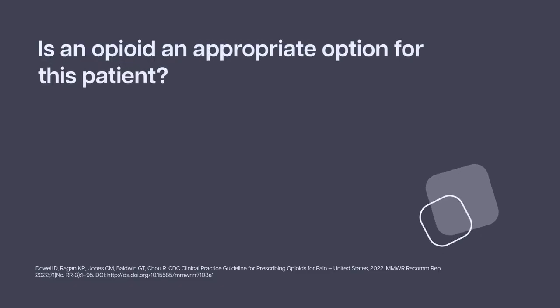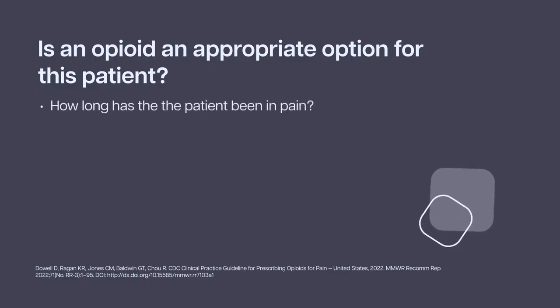Returning to our case, we were considering a patient in acute pain. Maybe the patient has a strain or a sprain, maybe they have acute back pain or a kidney stone. Whatever the case, what are the key considerations when thinking about starting an opioid pain medication? Well, for one, we should think about how long the patient's been in pain.